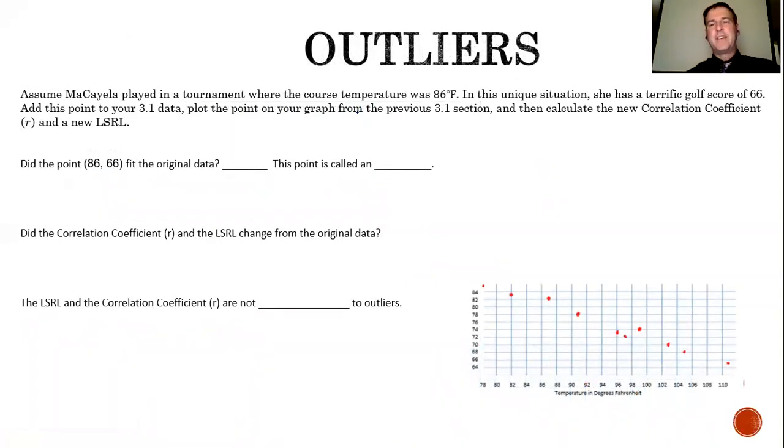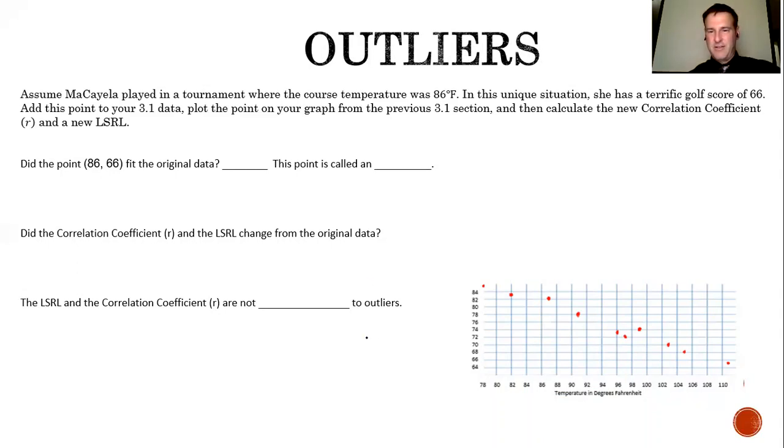All right, now here's what I need you to do. I'm going to have you go back to L1 and L2 in your graphing calculator. I'm going to have you add a point based off this one moment. Okay, it says Michaela had a golf match where, in 86-degree weather, she got a 66. It says add this to your 3.1 data, which is that original data we had. It says plot your point on your graph.